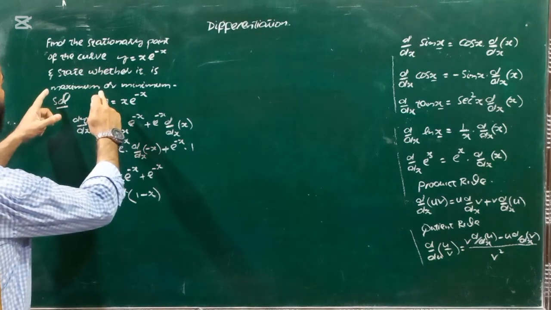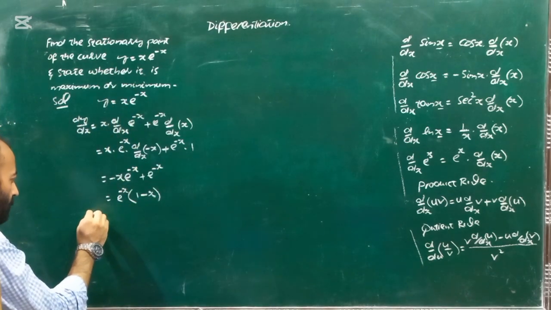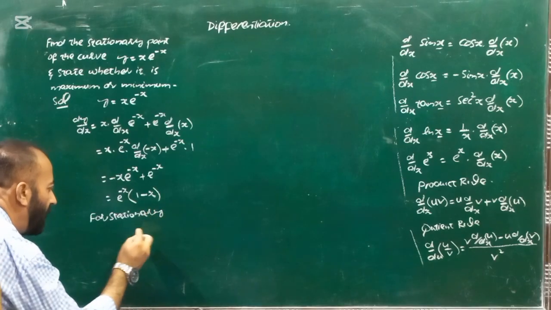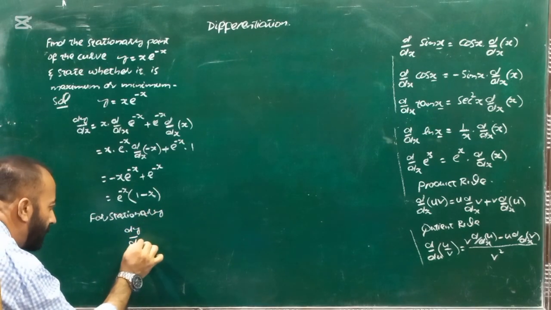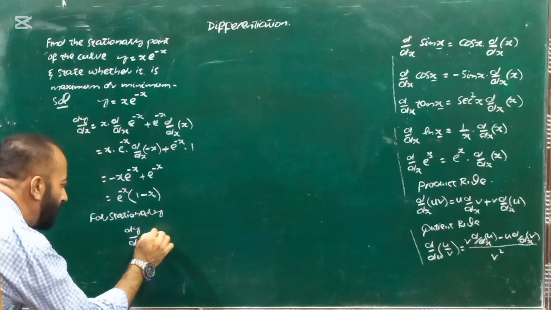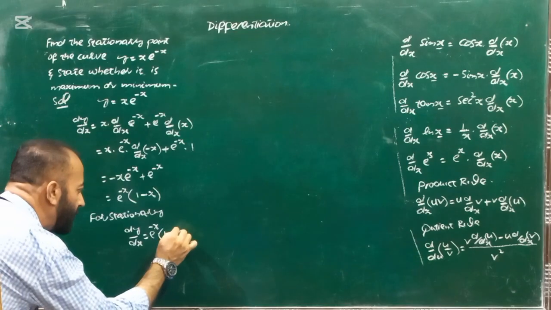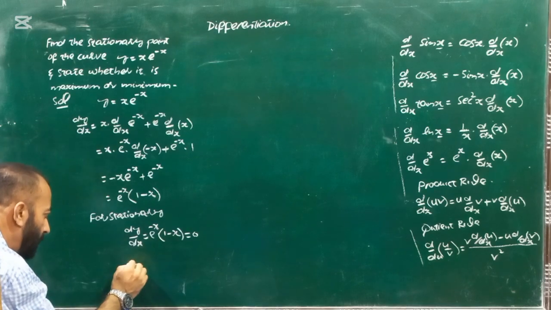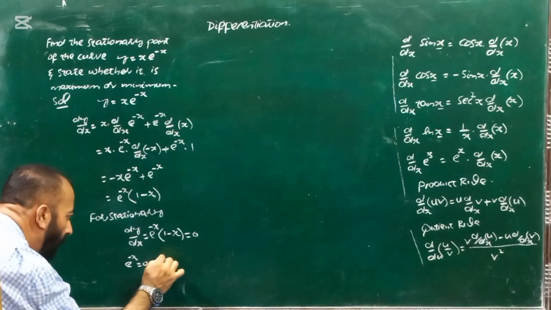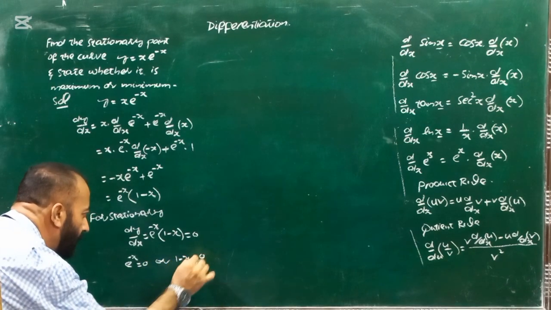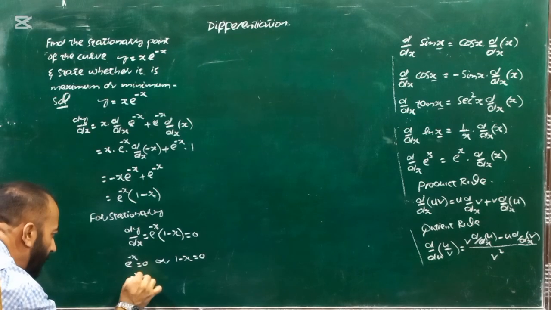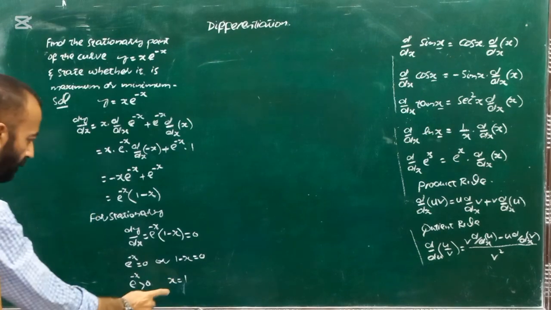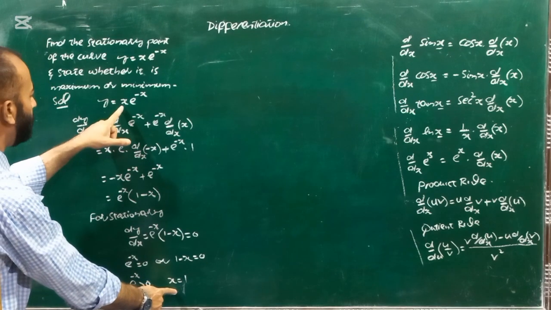Okay, next thing is find the stationary point. Okay, for stationary point, you know dy by dx is equal to 0. And because dy by dx is equal to e raised to power minus x into 1 minus x, so that will be equal to 0. Okay, from here e raised to power minus x is equal to 0 or 1 minus x is equal to 0. As you know, e raised to power minus x is real, that is greater than 0, and from here x is equal to 1.